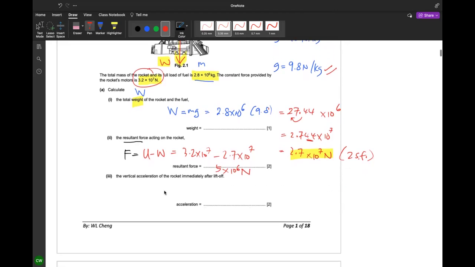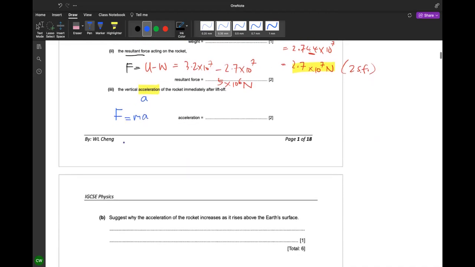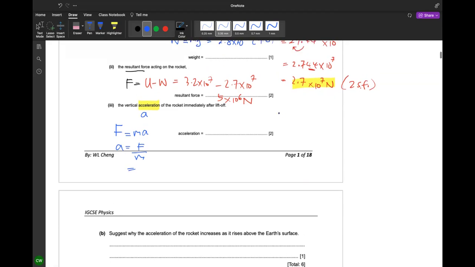Okay, we are looking for vertical acceleration. What is the symbol for acceleration? The symbol for acceleration is a. How do you find a? What law shall we use? Newton's second law. This is the most important law in your life. Can you find a? What is F that you have to apply? The resultant force.